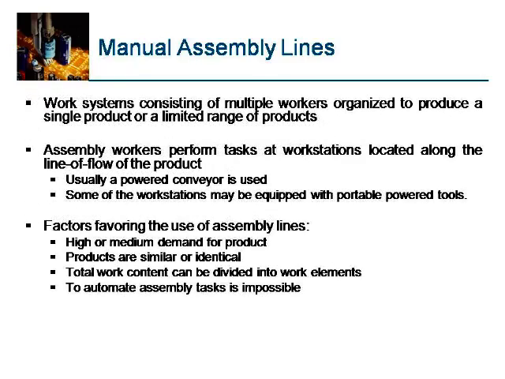A work system consists of multiple workers organized to produce a single product or a limited range of products. Assembly workers perform tasks at workstations located along the line of flow of the product. Usually a powered conveyor is used. Take simply a TV assembly or a motor assembly line. Normally assembly is done in a typical line fashion. The base part is loaded at one end, and while the base part is moving, the other parts are added to it.